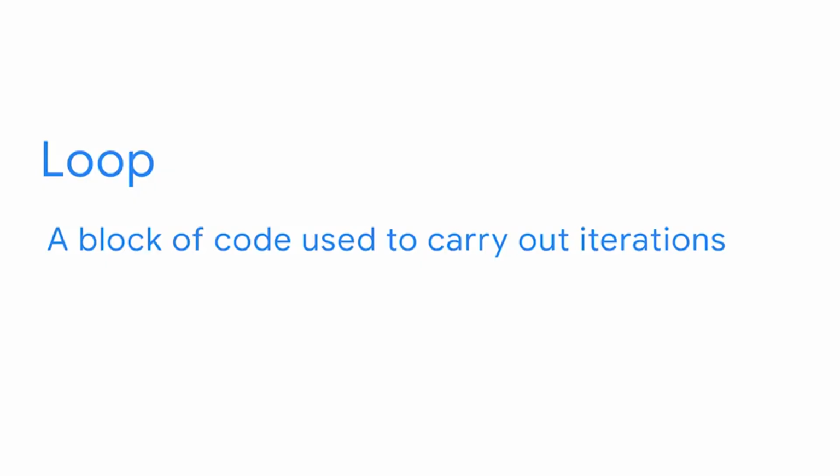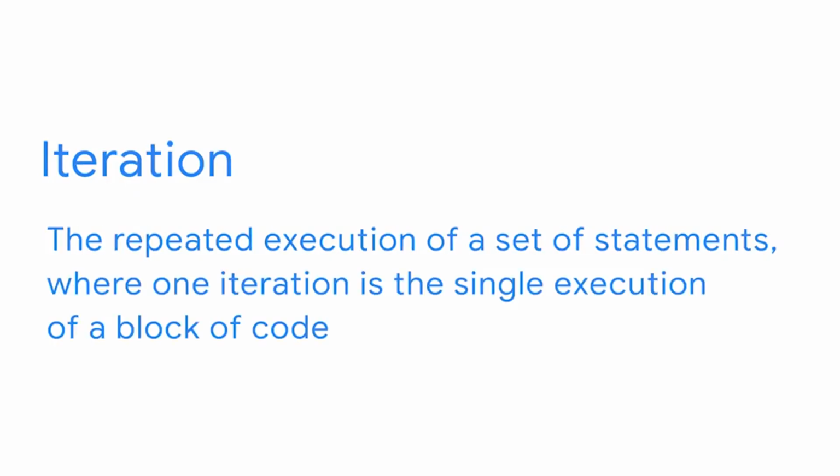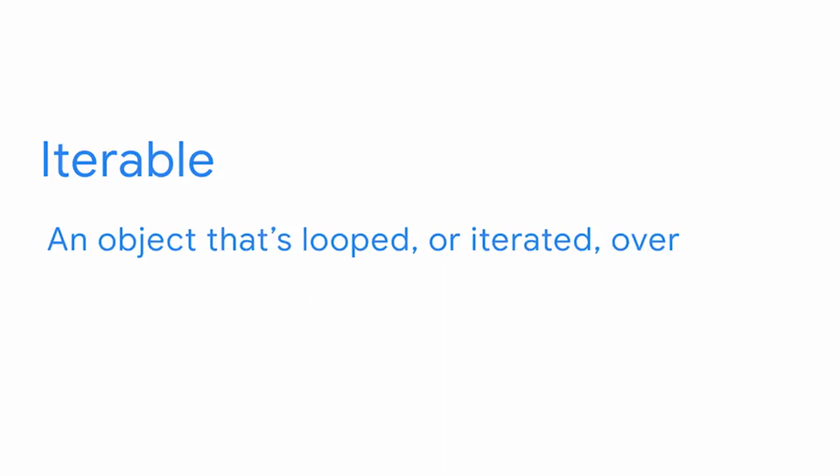As a refresher, a loop is a block of code used to carry out iterations. An iteration is the repeated execution of a set of statements where one iteration is the single execution of a block of code. And an iterable is an object that's looped or iterated over. Typically, data professionals use for loops and while loops to work with iterables. In this video, we'll focus on while loops.